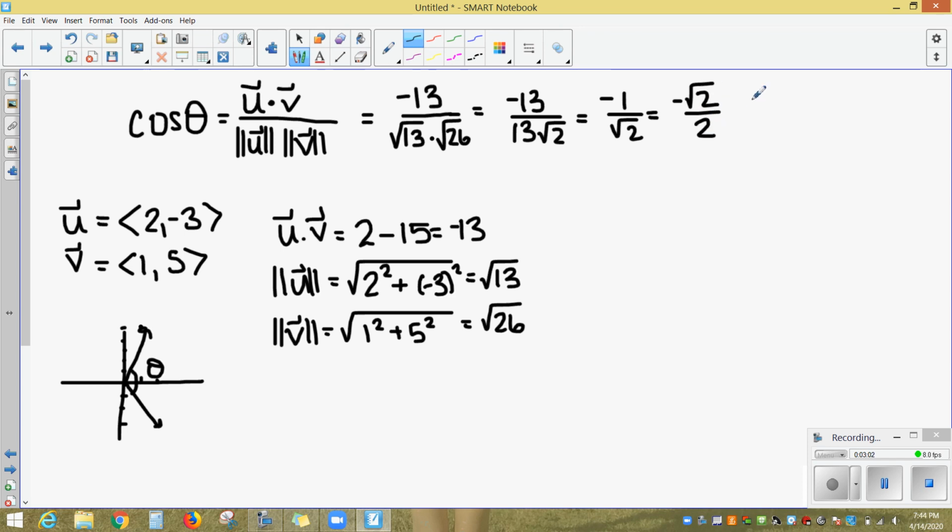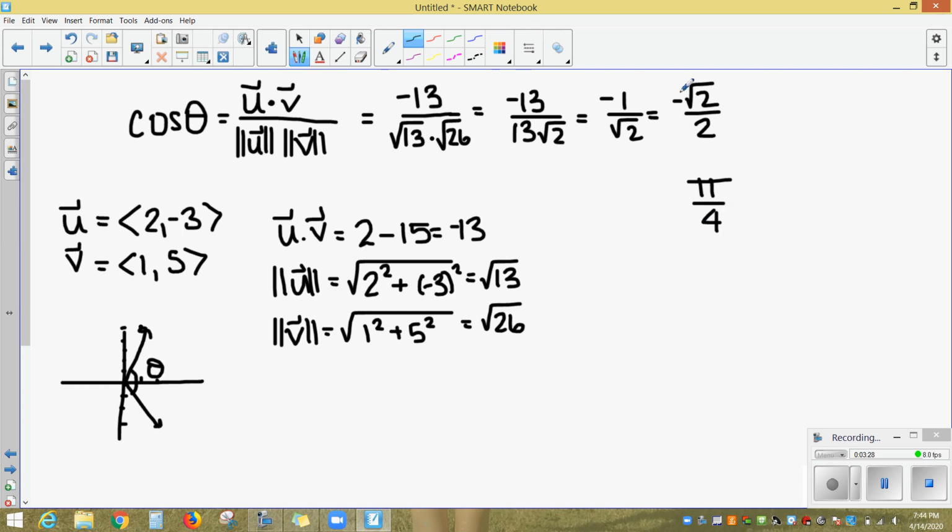Now, the happy accident is I just made these two vectors up before I started the video, and I didn't intend for them to be one of our special triangles, but in this case they were. If this was the square root of 3 over 7, then we would need to use the inverse cosine button on our calculator. But I know that the cosine is equal to the square root of 2 over 2 at a 45-degree angle.